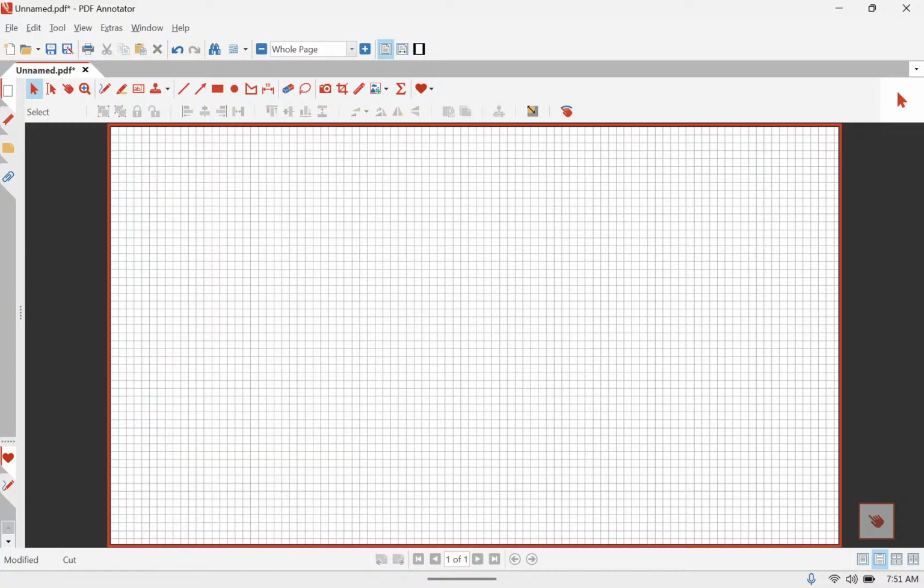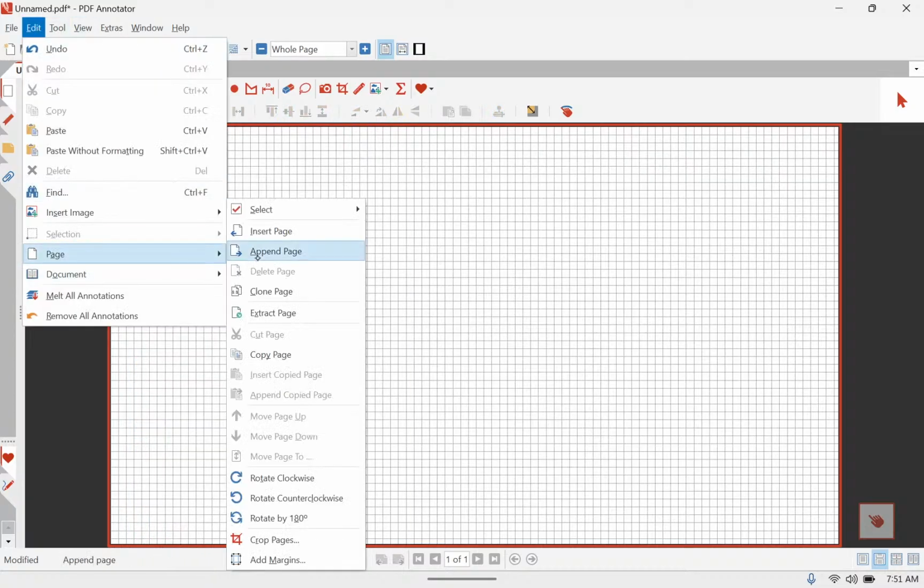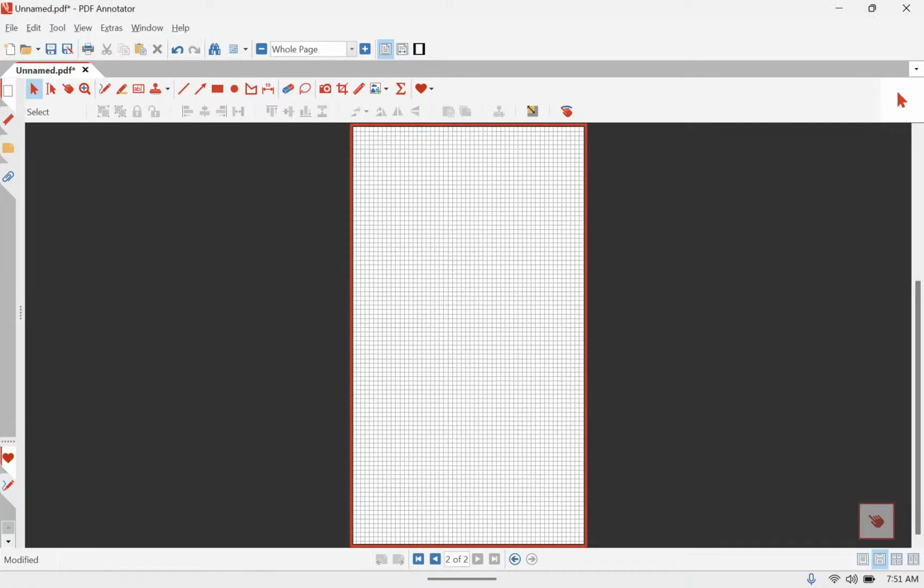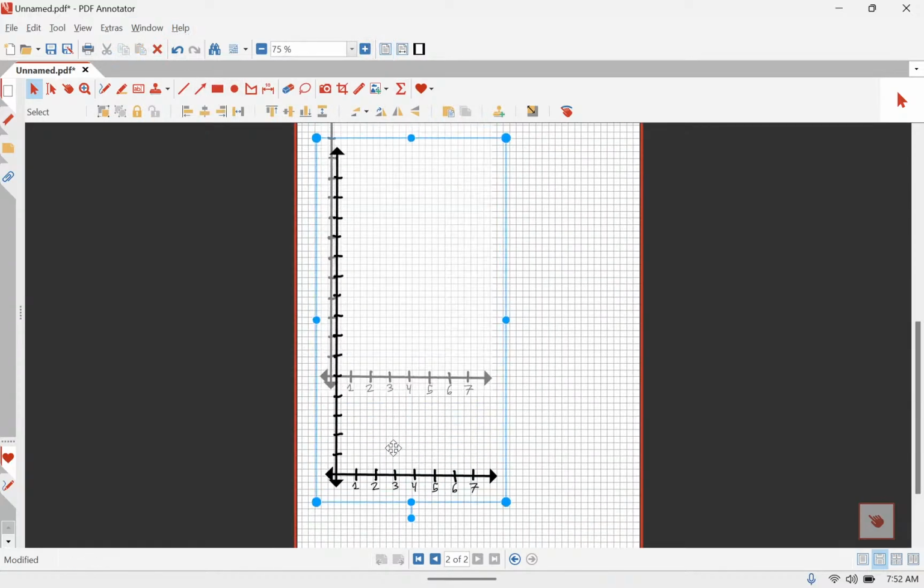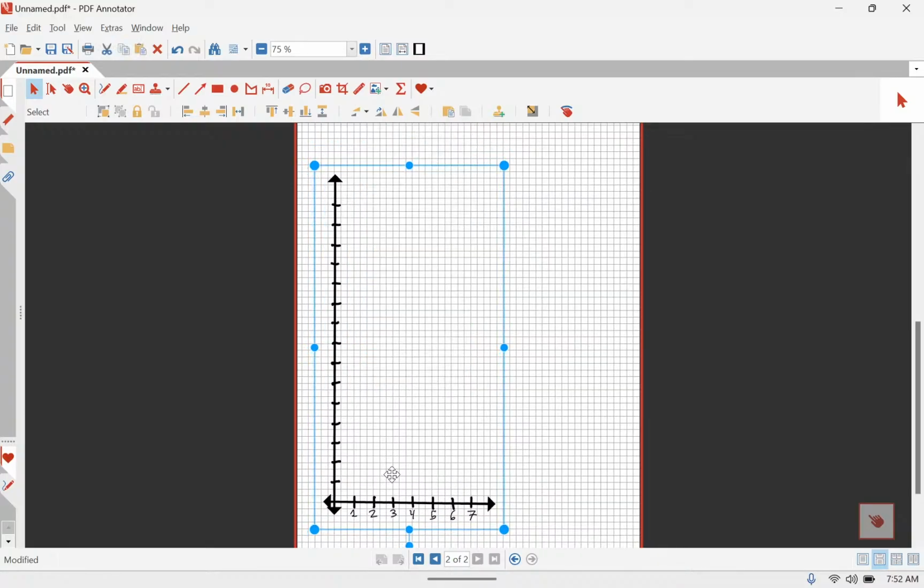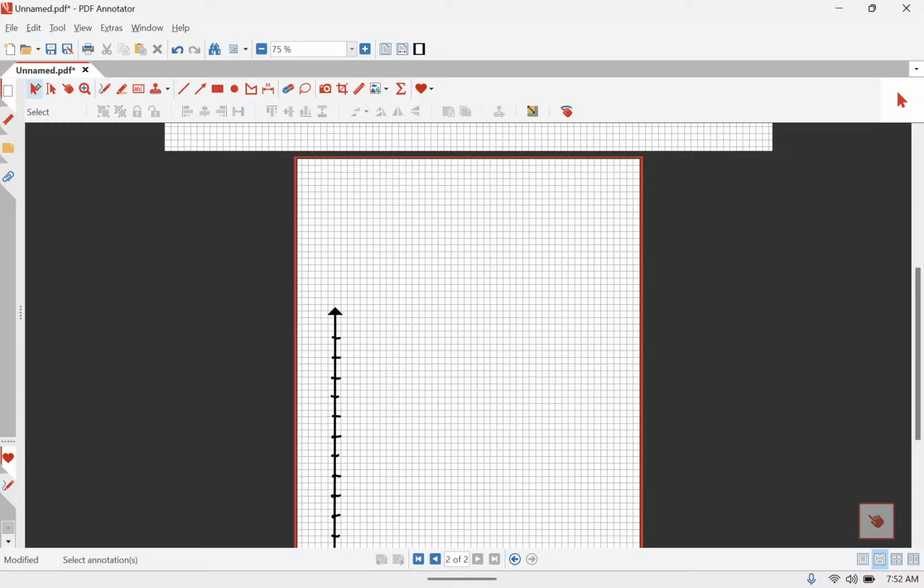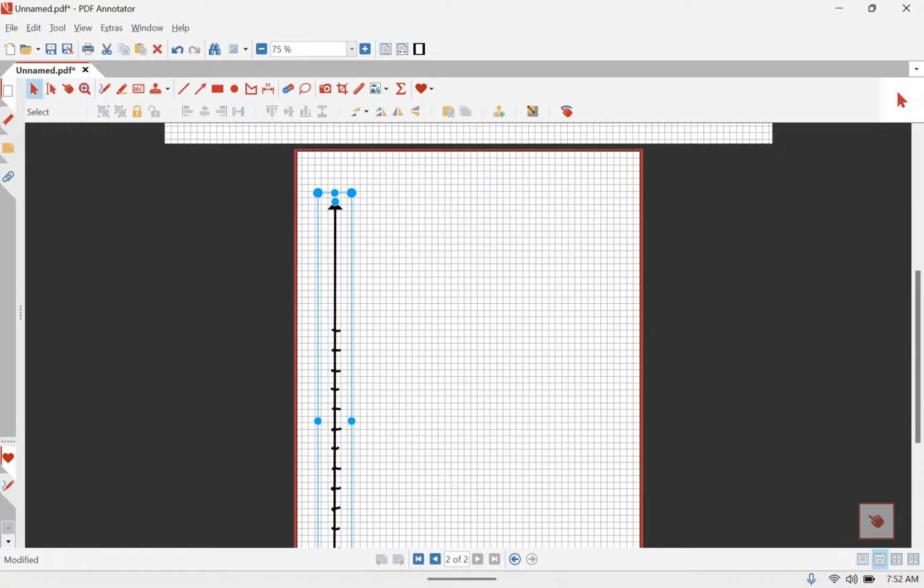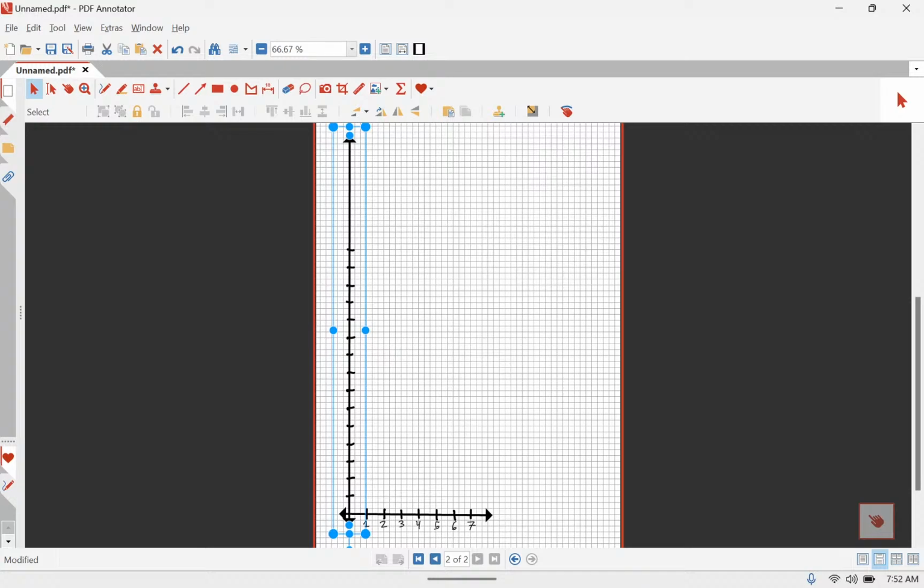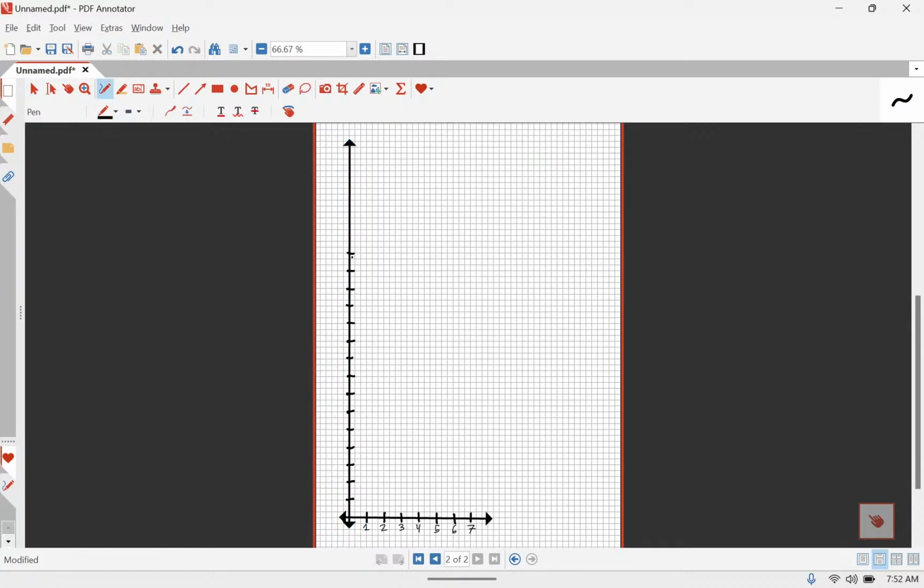I cut that. Need to make a new page. This one needs to be up and down. Yeah, there you go. That's better. 5, 10, 15, 20, 25, 30, 35, 40, 45, 50, 55, 60, 65, 70, 75, 80, 85, 90, 95, 100.